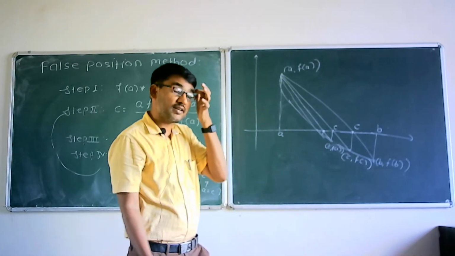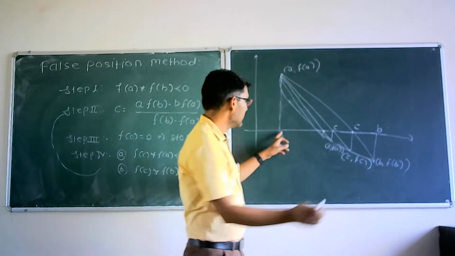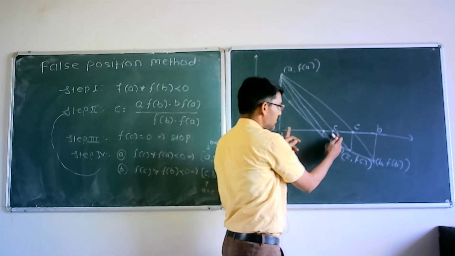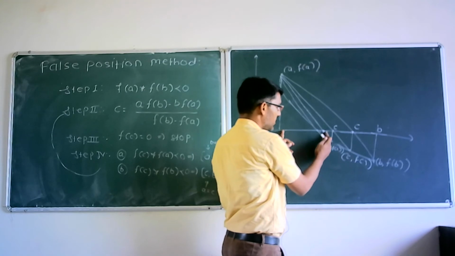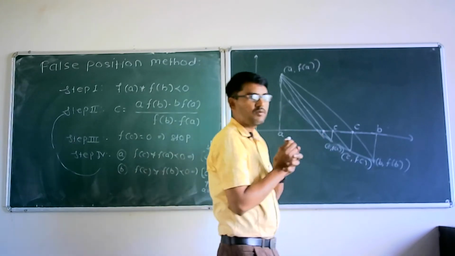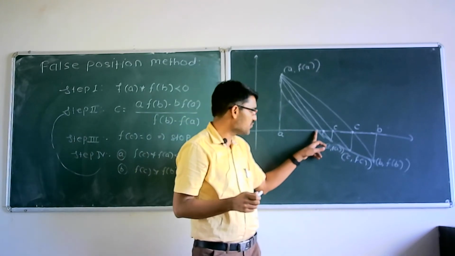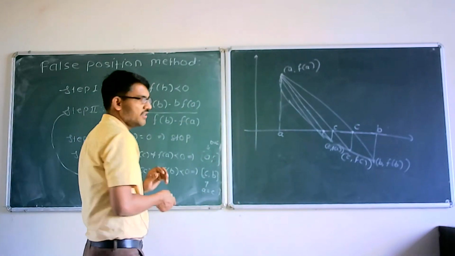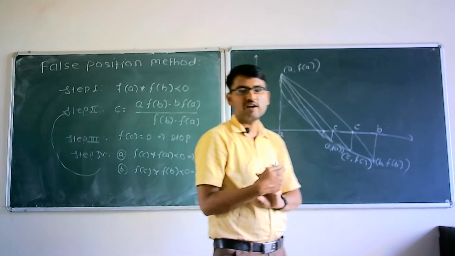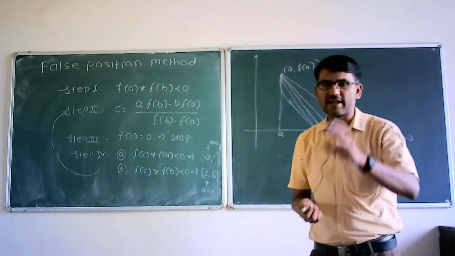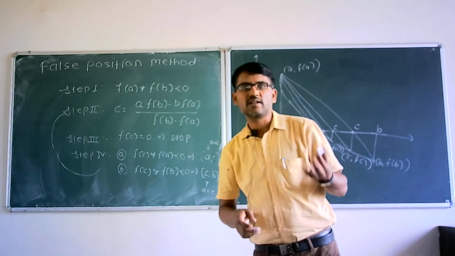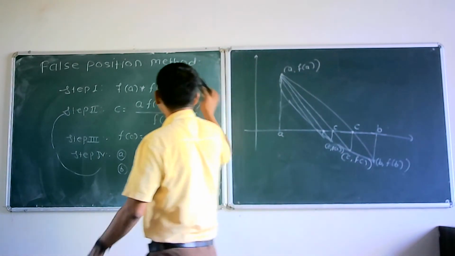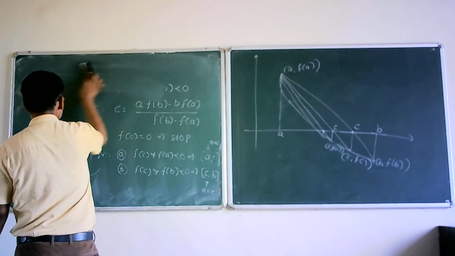Then you will get your root. So hope you understand what the geometrical interpretation is. This is the original interval ab, then ac, then again we reduce the length of the interval, again we reduce, and finally we reach our point c, which is the exact root of the given function f of x. So hope you understand the geometrical interpretation of the bisection method and of the regula falsi method. Okay, so now we are going to take an example.